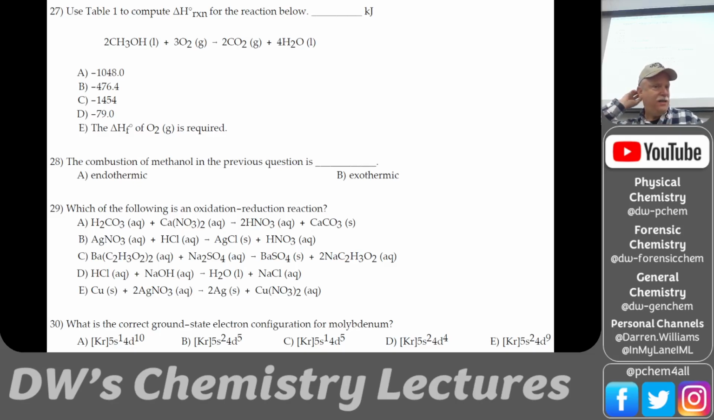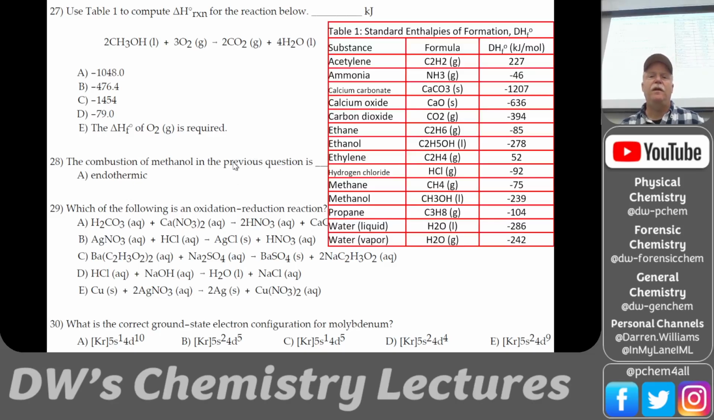All right, now we get into calculating the delta H of reaction from the delta H of formation table. I'm going to give you that same table that you had on the last exam. We had the bond energies and the enthalpies of formation, and it had an energy level diagram on it. That was just included in this practice test. All you really need is the delta H of formation table for this problem. And so here it is, the standard enthalpies of formation.